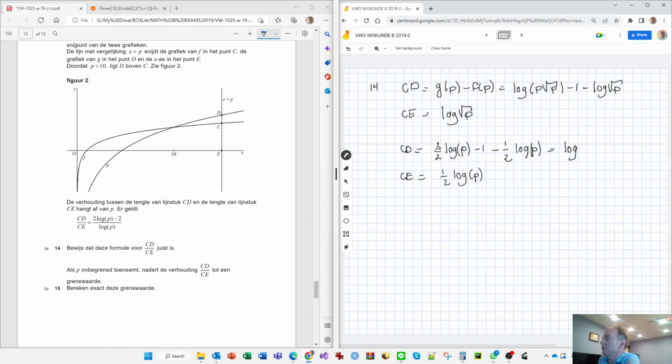Okay, starts to look like something, minus 1. And now I think we found it. CD divided by CE is then log P minus 1 divided by 1/2 log P is 2 log P minus 2 divided by log P.